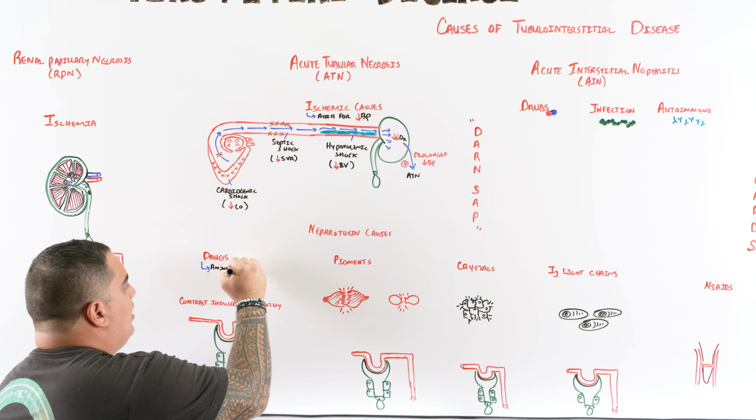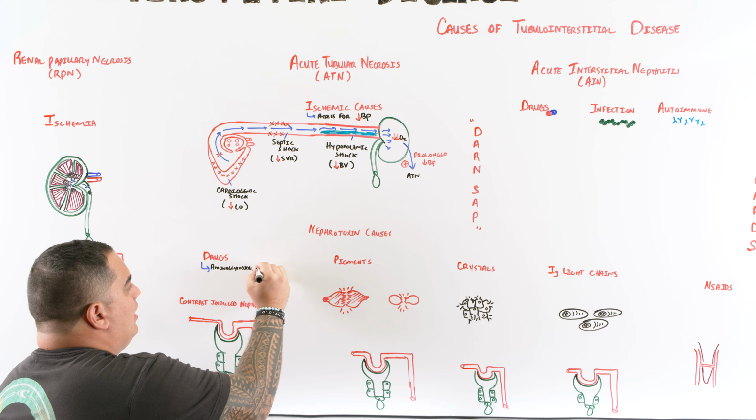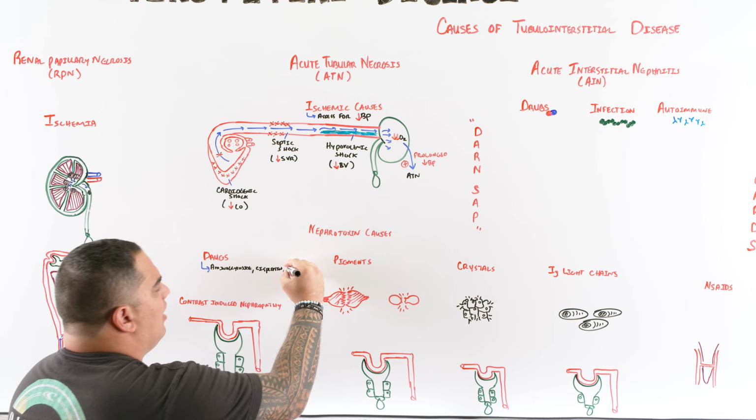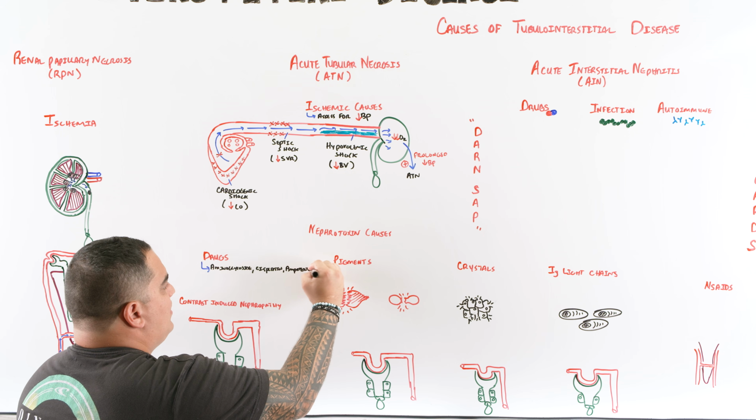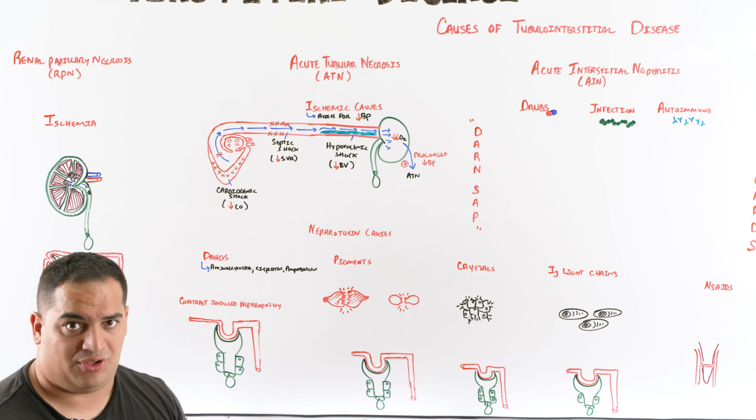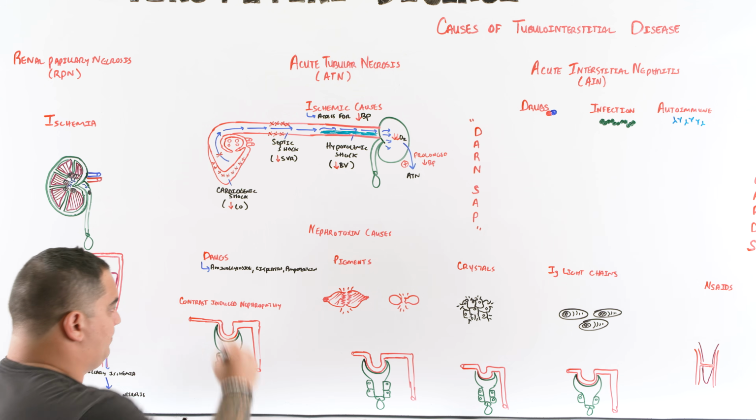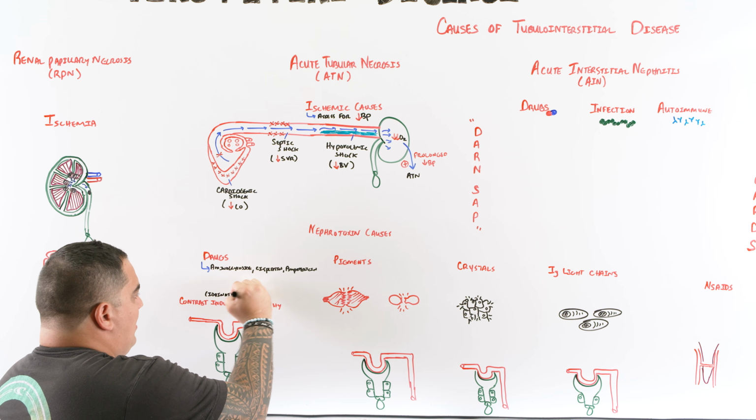Aminoglycosides tend to be a really big offender, so this is an antibiotic. Cisplatin, which can be used as kind of a cancer agent, a chemotherapy agent. Another one could be amphotericin. I like to think about this one as amphoterrible, which is used in fungal infections, usually systemic fungal infections. The big one that I would want to watch out for is iodinated contrast. And this is a really big one.